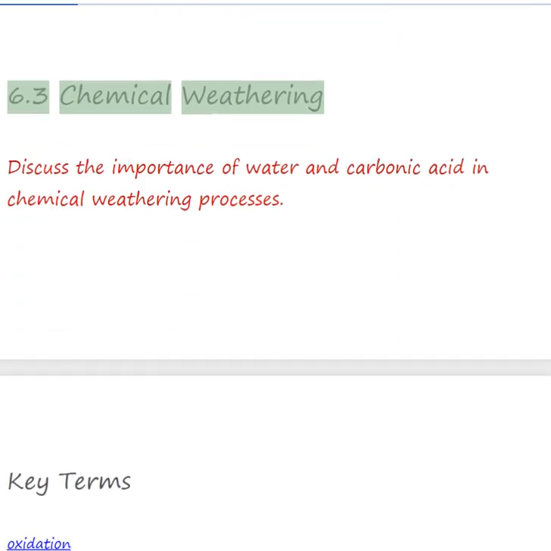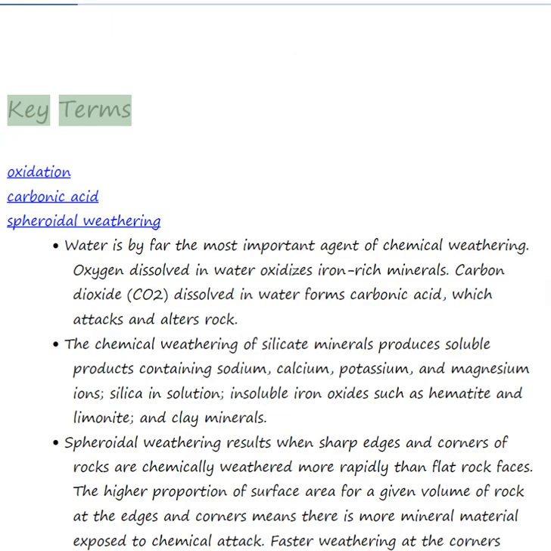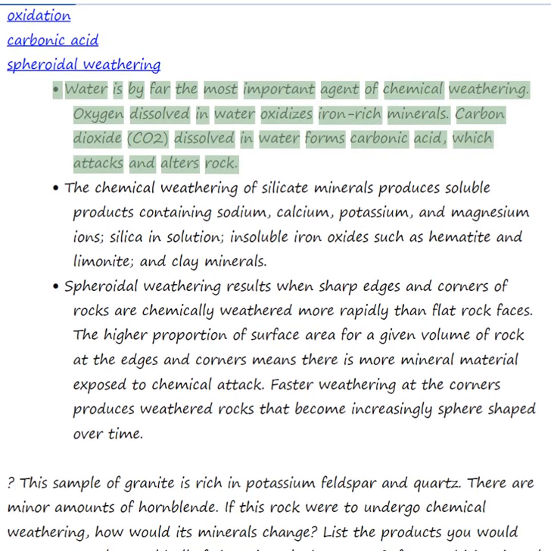6.3 Chemical weathering. Discuss the importance of water and carbonic acid in chemical weathering processes. Key terms: oxidation, carbonic acid, spheroidal weathering. Water is by far the most important agent of chemical weathering. Oxygen dissolved in water oxidizes iron-rich minerals. Carbon dioxide dissolved in water forms carbonic acid, which attacks and alters rock.